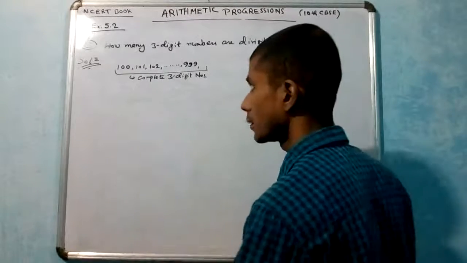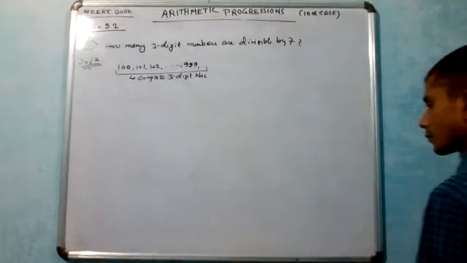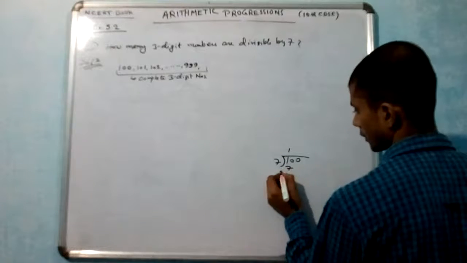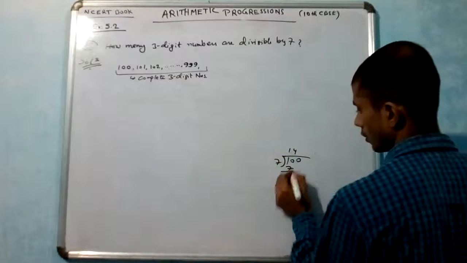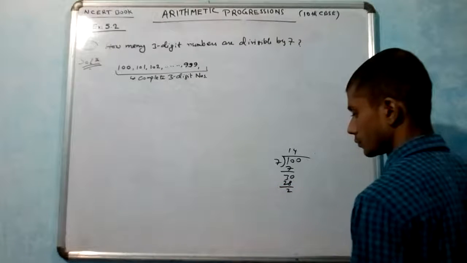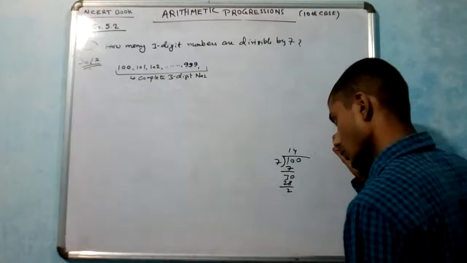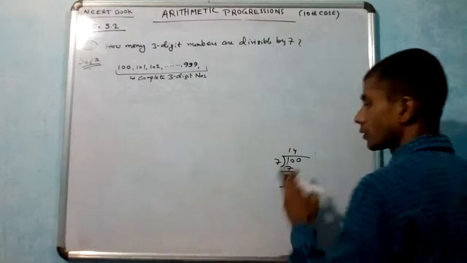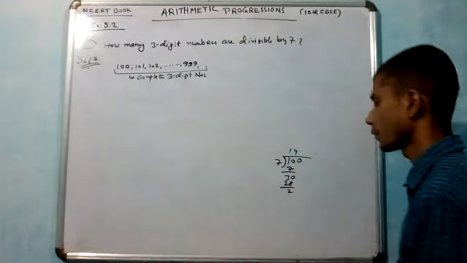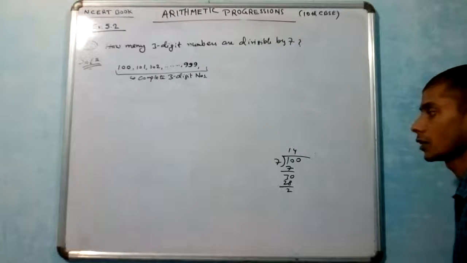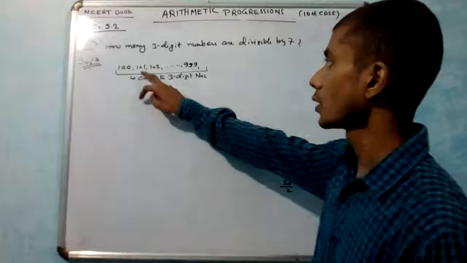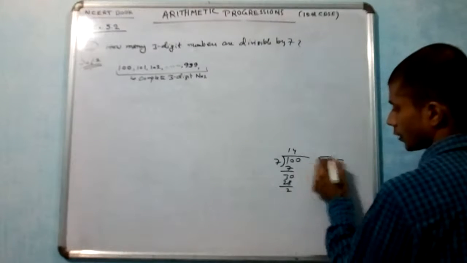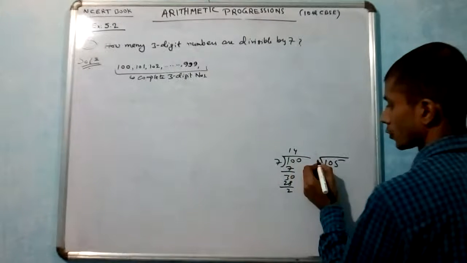So is 100 divisible by 7? The first one. Let us divide. 7 1s are 7, 3 will come, 30, 7 4s are 28, 2 will come. No, so this will not go. 101 gives a decimal, no. Divisible means no decimal; without decimal we have to divide. The remainder should come 0. That is divisible, okay. Then 101, 102, 103, 104, 105. Let us see.